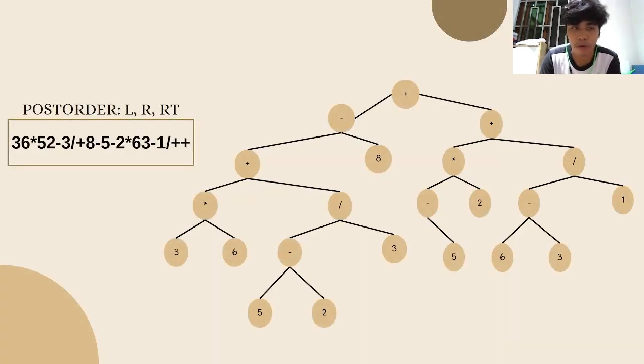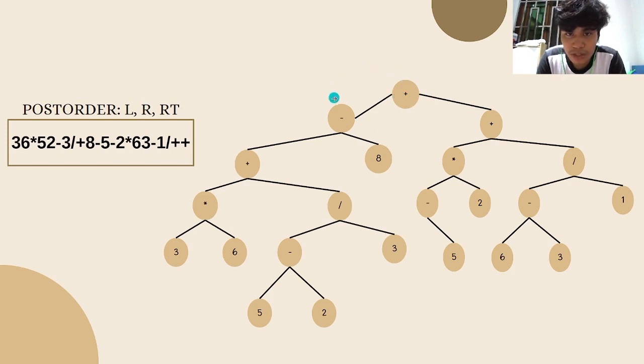And now we go to the post-order. In the post-order, we traverse first the left and right before we can print. So every node should first visit its left side, its right side before we can print it. For example, here in the left side of our tree. So first we have the root.